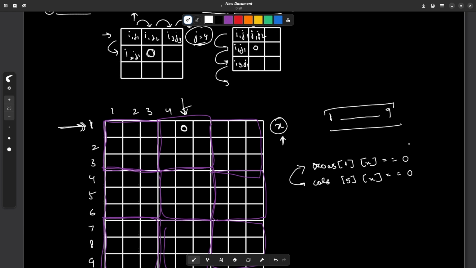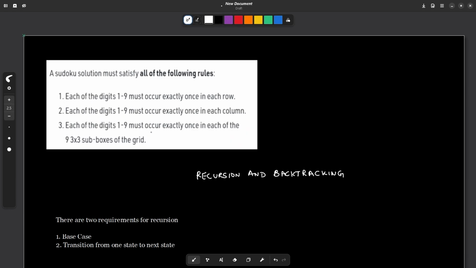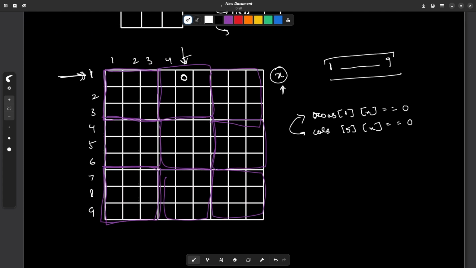Right. Now the third point was each of the digits 1 to 9 must occur exactly once in each of the 3 into 3 subgrids. I have drawn these subgrids here, but now we will see what is the significance of these subgrids. They are saying that each of the digits must occur exactly once in those subgrids. So for example, this is 1, 2, 3, 4, 5, 6, 7, 8, 9. This is how you will see that each of the numbers will occur exactly once in the subgrid, and even if I write 8 here, it is not valid because 8 is repeating twice in this particular subgrid of size 3 into 3.